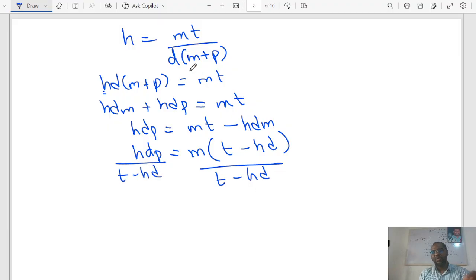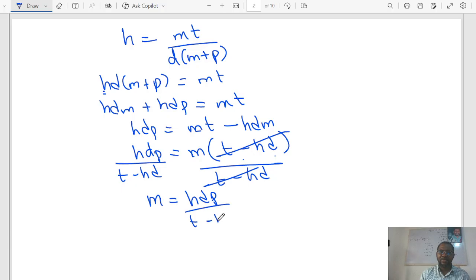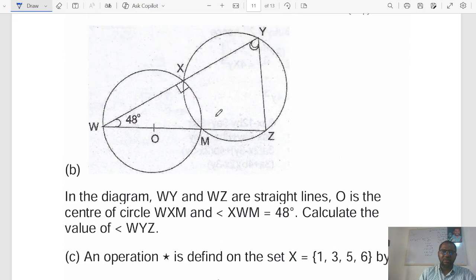Always notice that anytime you have m on two sides in an equation, it must lead to factorization, just like we did here. We factorize m to get t minus hd. And so now we are dividing both sides by t minus hd. That means m would be hdp over t minus hd. That's the answer to that question. Quite easy. So that leads us to the second one.